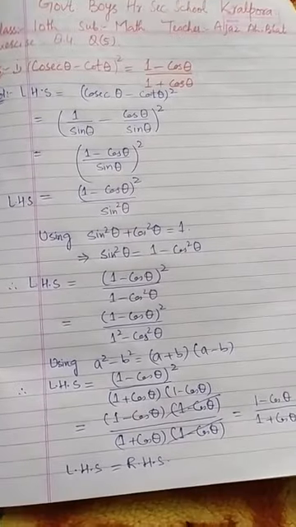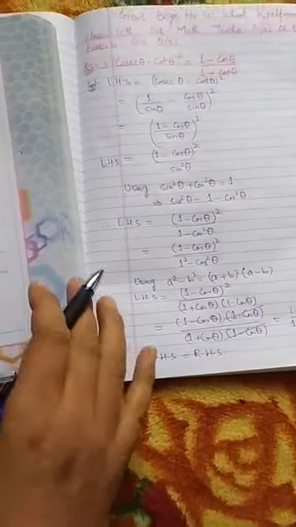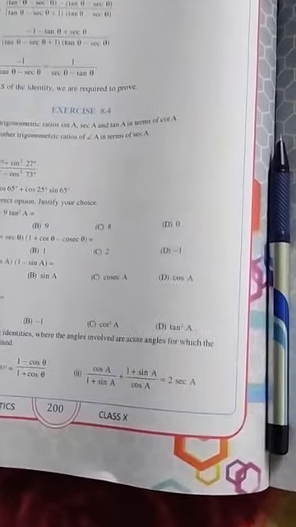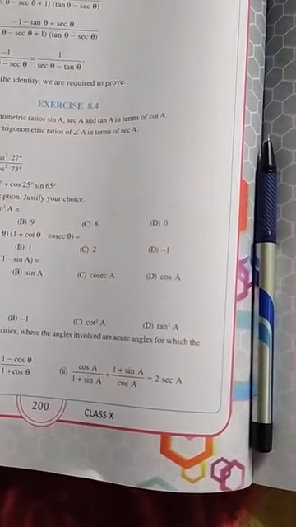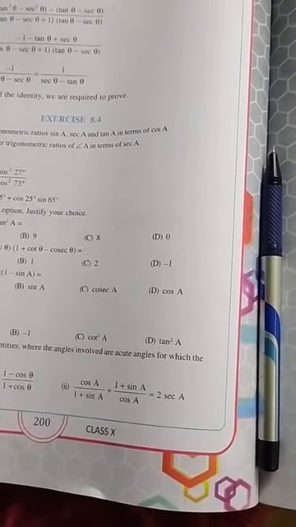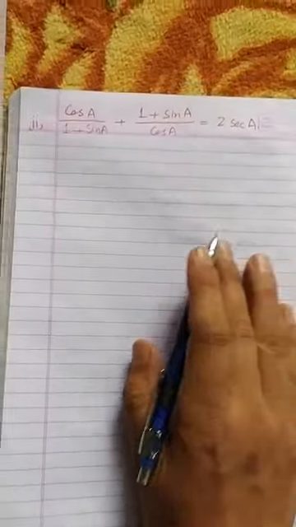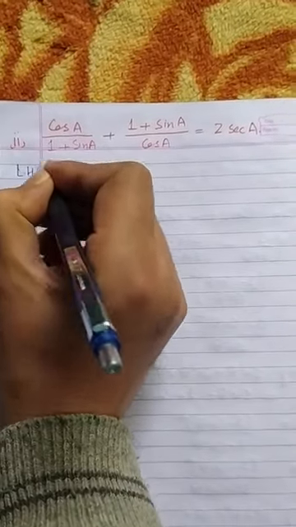Well, understand? Now we will go to the second part of the question, that is cos A divided by (1 plus sin A) plus (1 plus sin A) divided by cos A, is equal to twice sec A. So we will be solving this question. Most of the times this is asked in the exam. So for solving this, I will write the LHS.